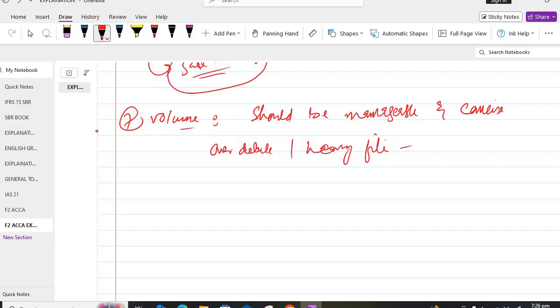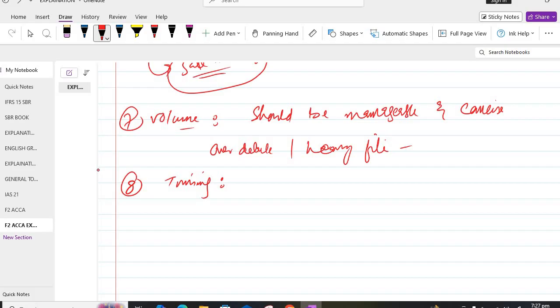So the information should be a one-page executive summary rather than a 50-page detailed report. A one-page executive summary is manageable and concise to read, as compared to a 50 or 70-page detailed report. Clear?